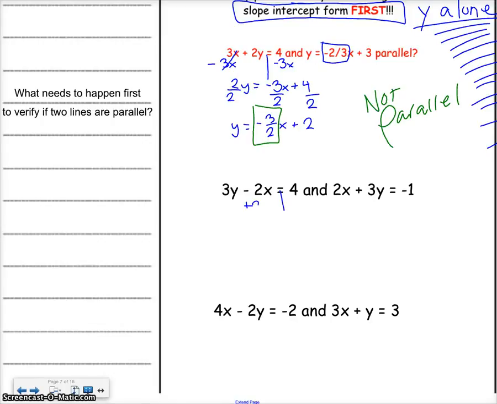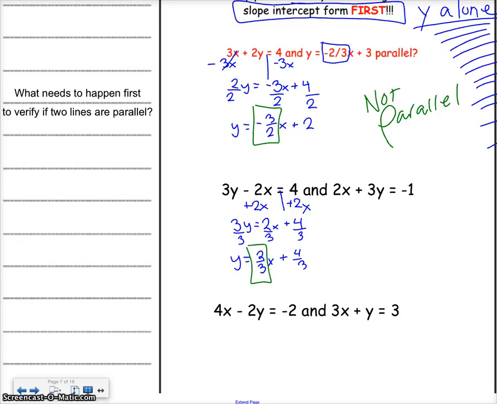So, add or subtract the x term. So I'm going to plus 2x. Then I get 3y equals 2x plus 4. Now I'm going to divide by the coefficient of y. It's sure going to look ugly, that y-intercept, but I don't care about the y-intercept. I care about slope. I'm not graphing this, I'm just identifying. So I get y equals 2/3 x plus 4 over 3. Box off my slope.